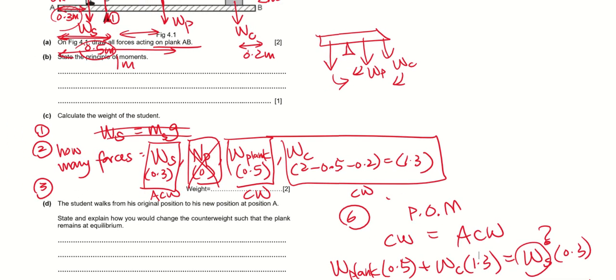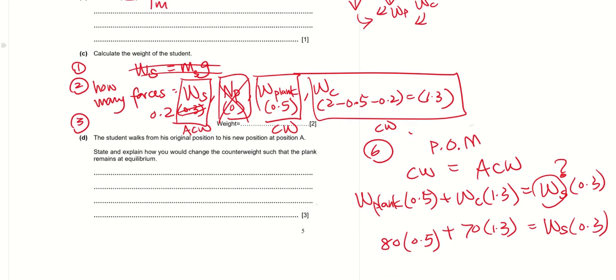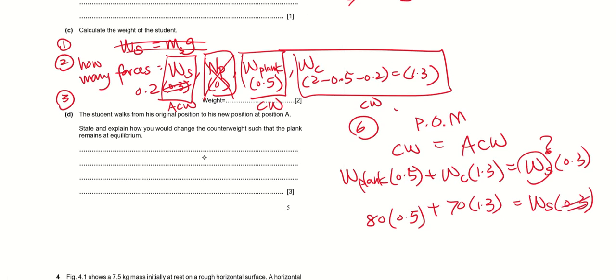Okay, actually I made a mistake. When I wrote here 0.3, the distance of the student from the pivot is actually 0.2. So this should be 0.2. Over here, I say that he is 0.3 meters away from point A, but I shouldn't take this distance. I should take the distance with respect to where the pivot is, which is over here. So pivot is 0.5 from here, so it should be 0.2. I apologize for this. So this should be 0.2.